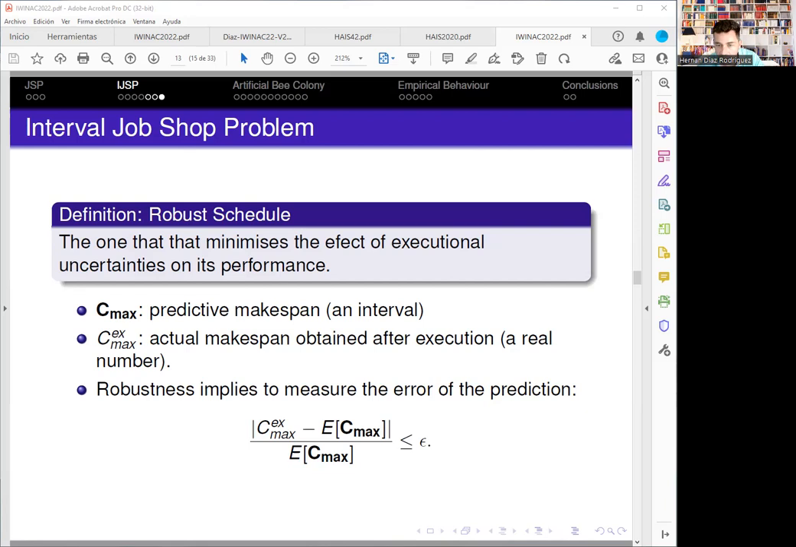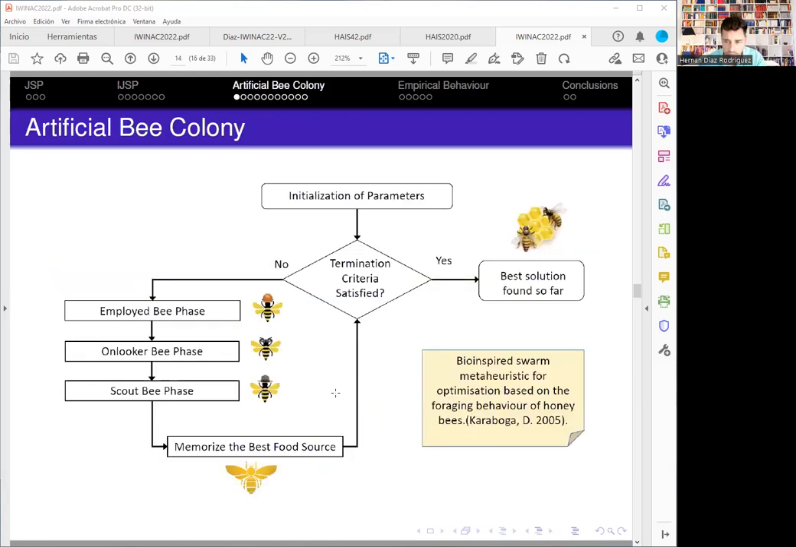So what we do to get this makespan is we run the schedules through a series of scenarios where we assign a real crisp value to the duration of each task that is within its interval. At the end, we have this relative error that has to be lower or equal than epsilon, and the robustness is better if we have a robustness as low as possible.